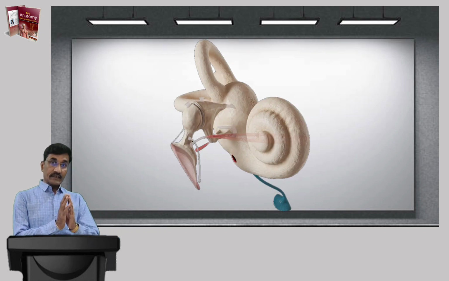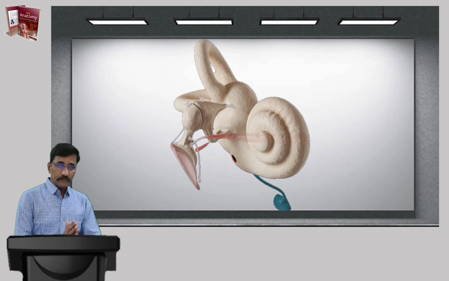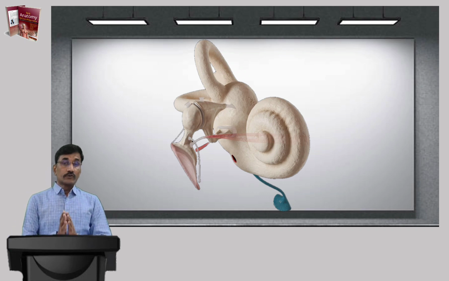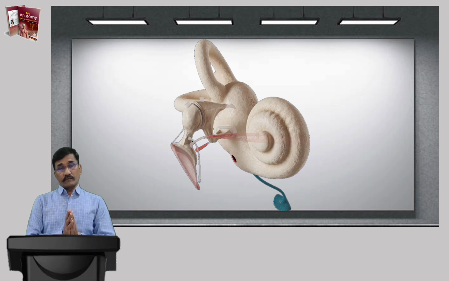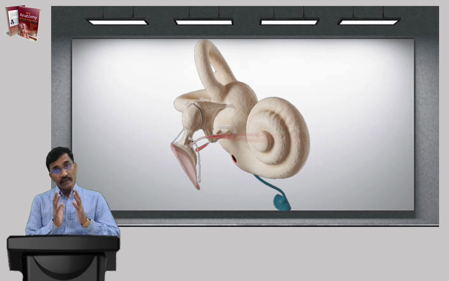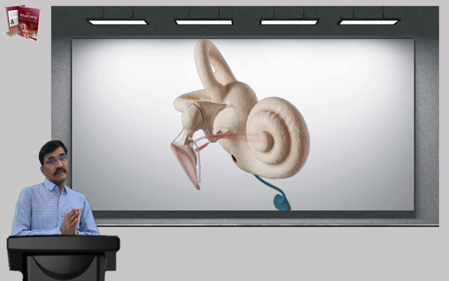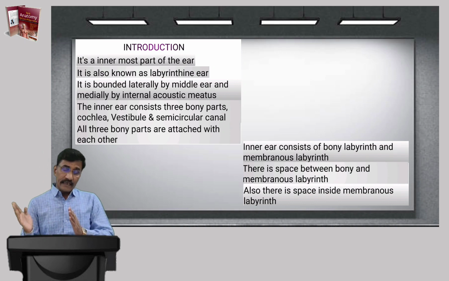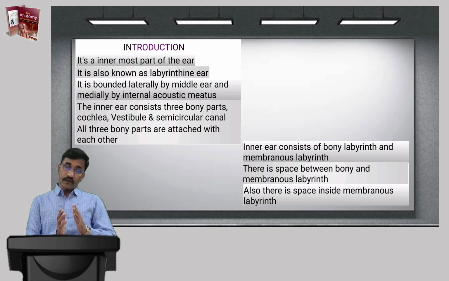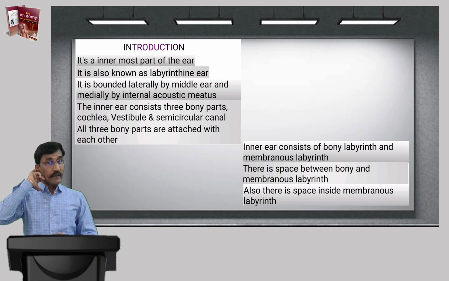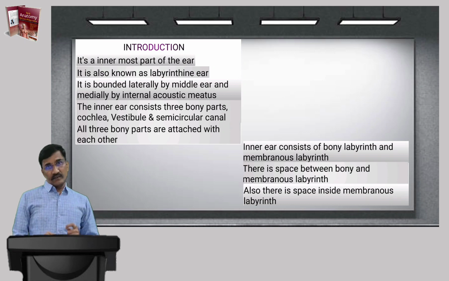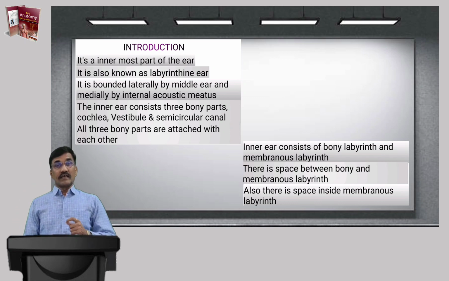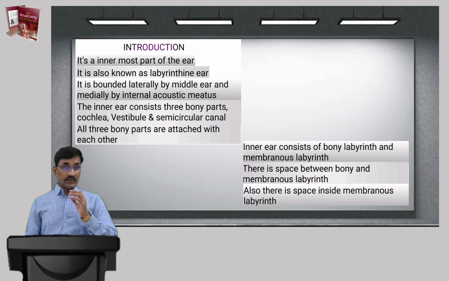The inner ear is the innermost part of the ear, and this part is filled with fluid, so it is also called the labyrinthine part of the ear. Just as we said the middle ear is an air filled space, the inner ear is bounded laterally by the middle ear and medially by the internal acoustic meatus. As we saw the external acoustic meatus, in the same sense there is the internal acoustic meatus, and this internal acoustic meatus helps as a passage for the facial nerve.